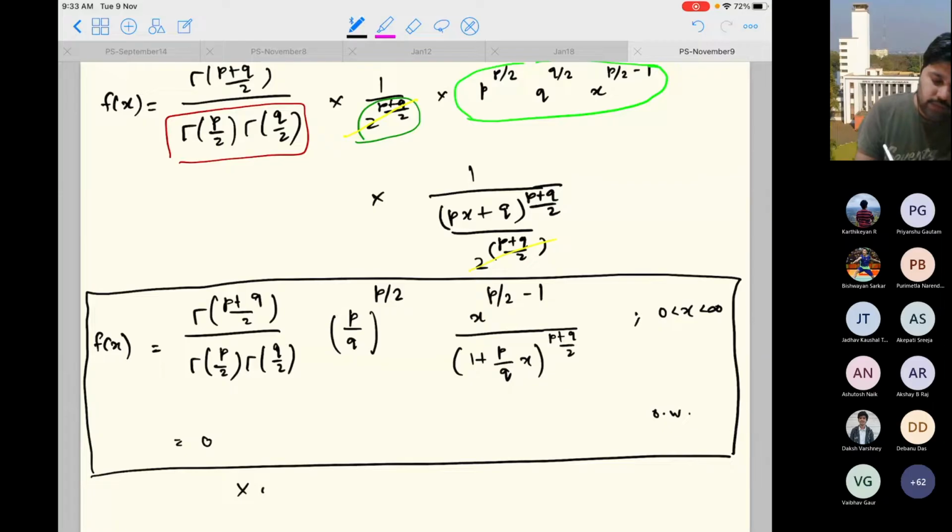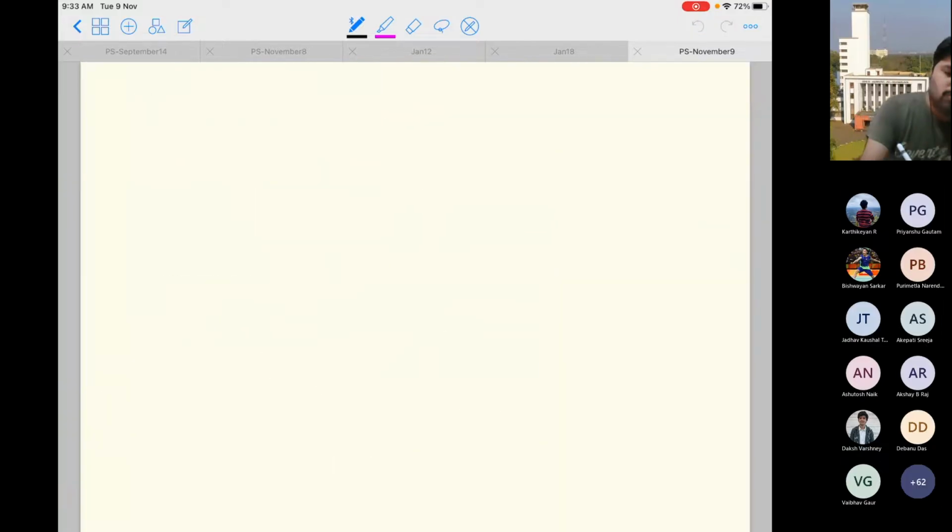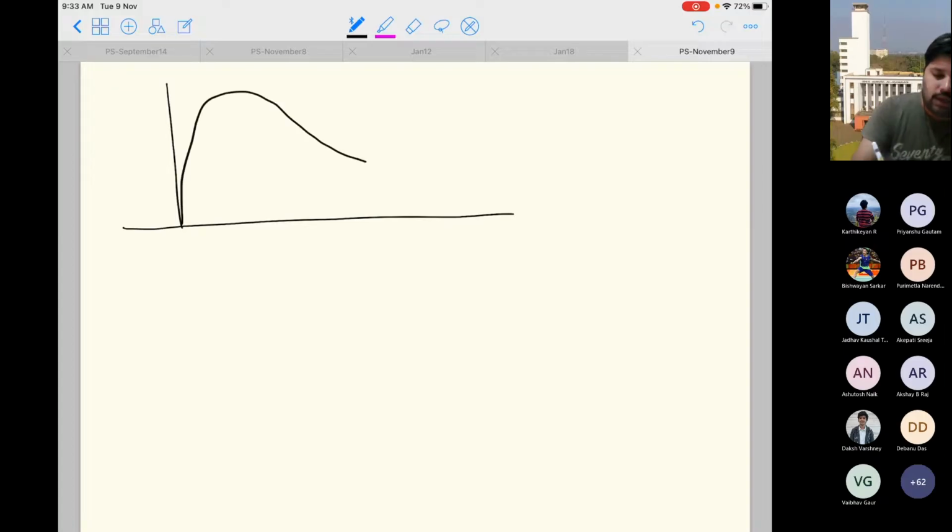And what do we say? We say that x follows the F density with degrees of freedom p and q. So p and q degrees of freedom are basically parameters, and once you know p and q, you know the entire density. Once you have this, the F distribution has some shape like this. It is positive, so its support is positive.